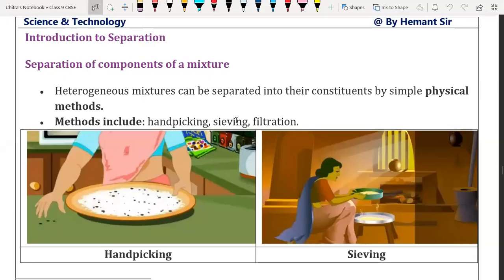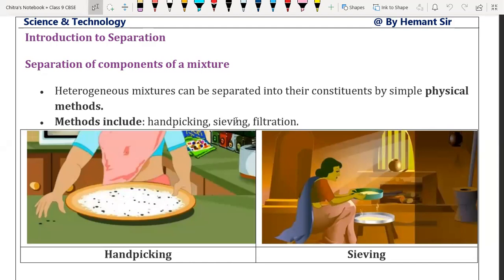Hello students, today we are going to start the separation techniques. First we have to understand what separation means. Separation is nothing but separating two or more components from their mixture. We use many different techniques for the separation of two or more substances from their mixture.